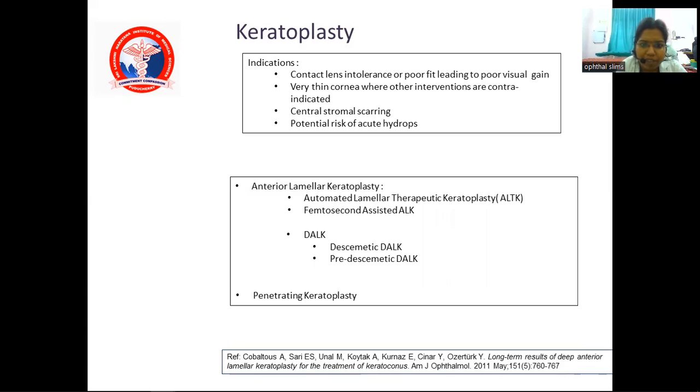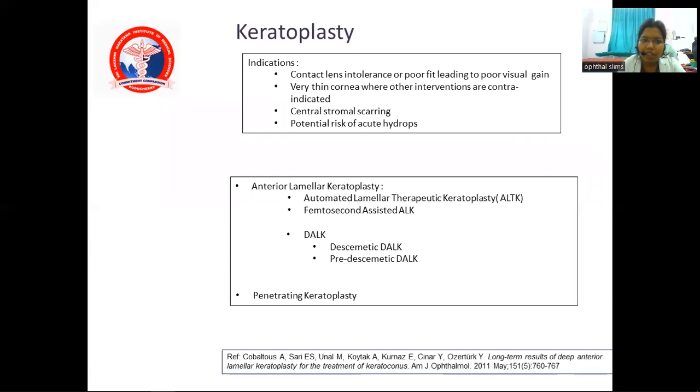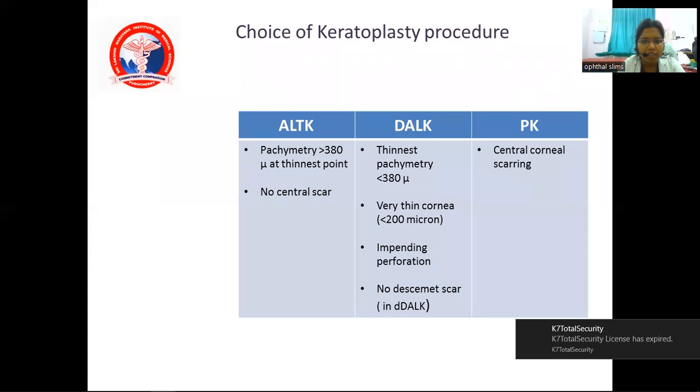So the keratoplasty can be an anterior lamellar keratoplasty, posterior lamellar keratoplasty, or penetrating keratoplasty. The anterior lamellar keratoplasty can be ALTK, automated lamellar therapeutic keratoplasty, or femtosecond assisted anterior lamellar keratoplasty. Then DALK, which is nothing but deep anterior lamellar keratoplasty. It can be a Descemetic DALK or pre-Descemetic DALK. Then the other option is penetrating keratoplasty.